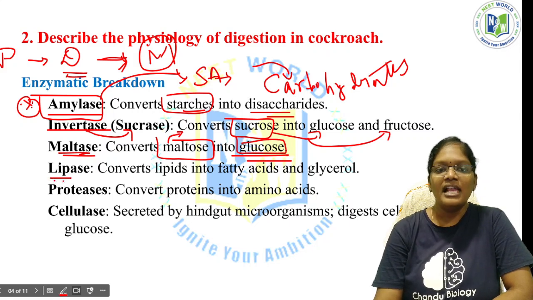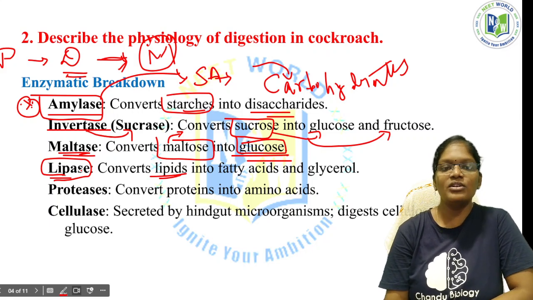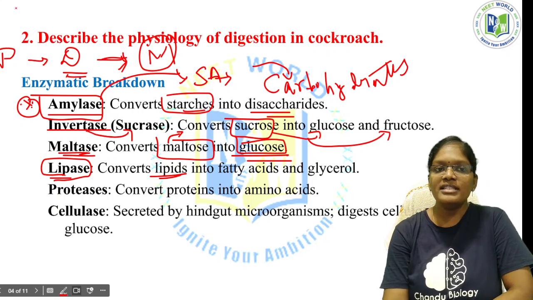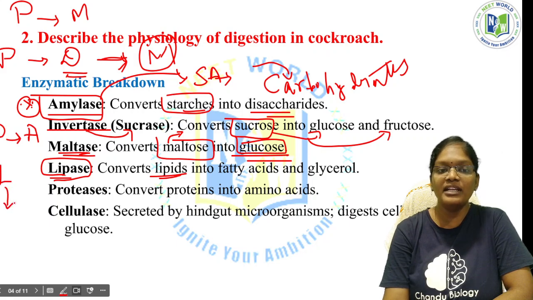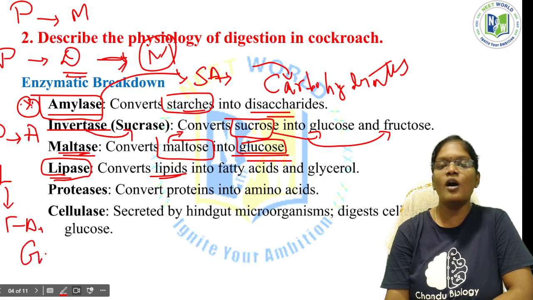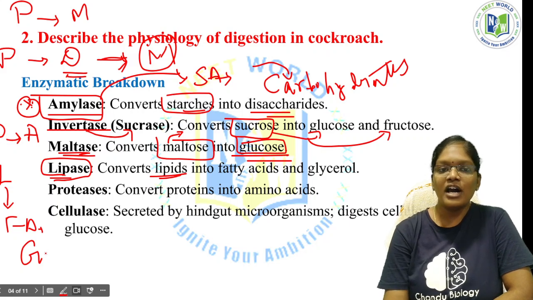Now lipases are involved in digesting the lipids. So see, in the case of carbohydrates, the polysaccharide has to be converted into monosaccharides. In the case of proteins, the protein has to be broken down into amino acids. In the case of lipids, they have to be broken down into fatty acids plus glycerol. This is what digestion is: the complex molecules have to be converted into simpler molecules. So in the case of carbohydrates, amylase, invertase and maltase come into the picture.